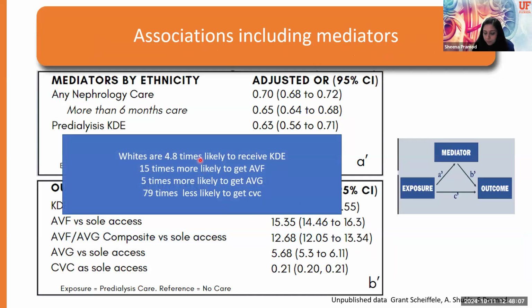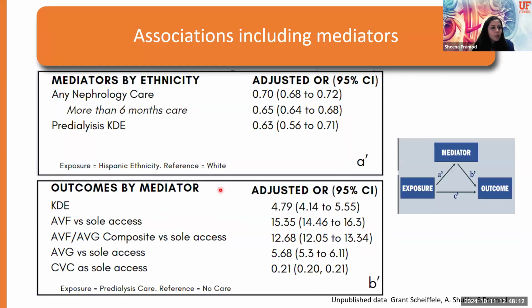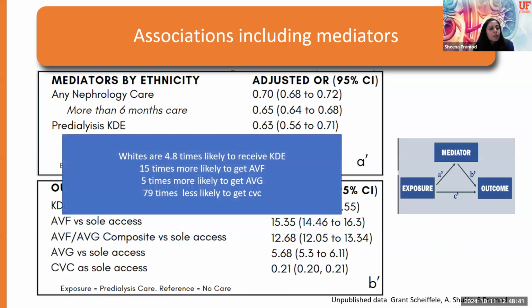Now, when we look at the Hispanic population mediated by nephrology care, we see that the Hispanic population has a 30% less likelihood of nephrology care, a 35% less likelihood of more than 6 months of nephrology care, and a 37% less likelihood of receiving pre-dialysis kidney disease education. And when you look at the outcomes by the mediators, the white population had a 4.8 times more likelihood to receive kidney disease education, and the white population also had 15 times more likelihood of getting an AV fistula and 79 times less likelihood of getting a catheter compared to the Hispanic population when you add in the mediator.